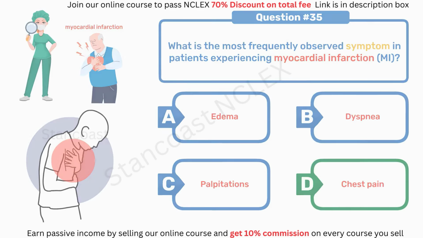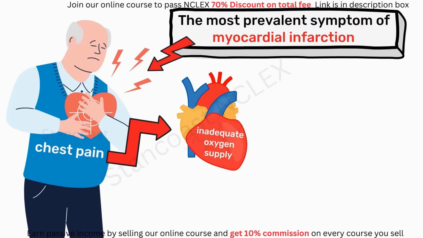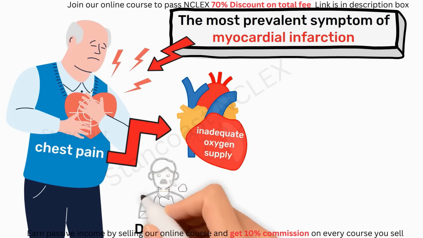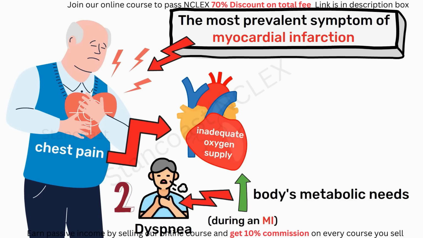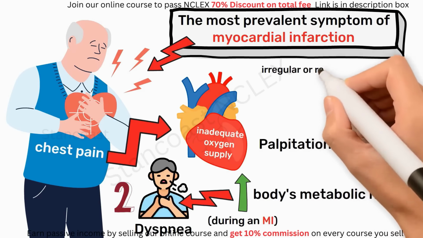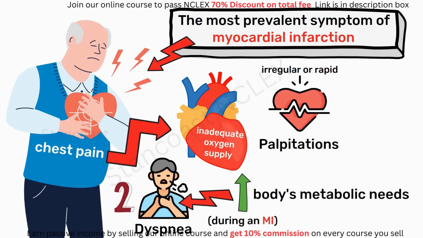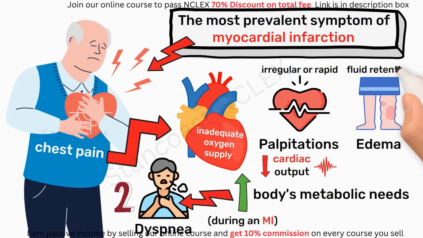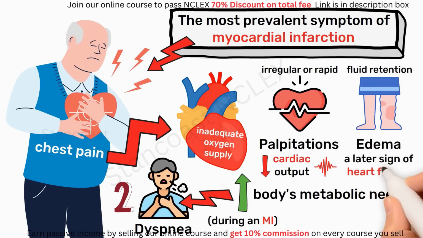which occurs due to inadequate oxygen supply to the heart. Dyspnea, difficulty in breathing, is the second most common symptom as the body's metabolic needs increase during an MI. Palpitations, irregular or rapid heartbeats, may occur due to reduced cardiac output, leading to arrhythmias. Edema, swelling due to fluid retention, is a later sign of heart failure, often observed after an MI.